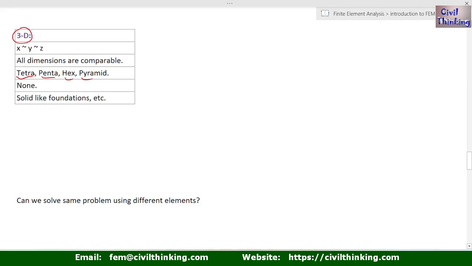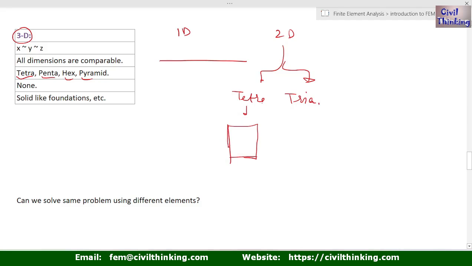Now let me explain these first. Now we have a 1D element. A 1D element is a line. Then we have a 2D element. Now 2D can be quad, or it can be triangular elements, or we call them tria. Now quad is when you have 4 sides.